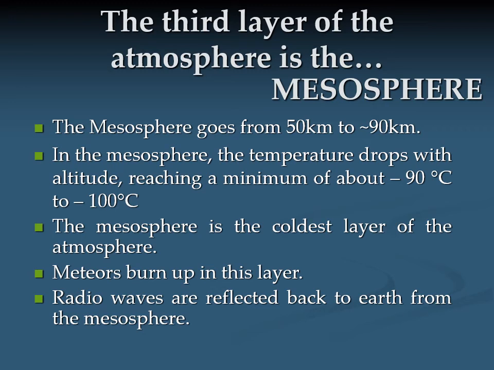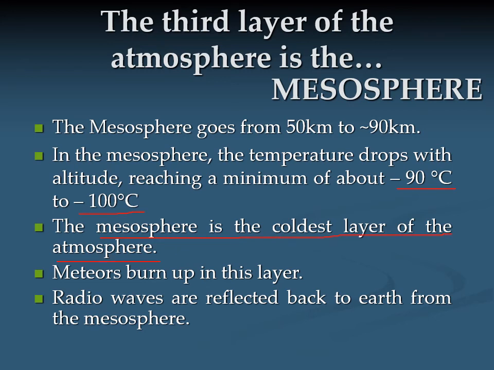In the mesosphere, again the general decline in temperature trend is found to occur, and the temperature is often about minus 90 degrees centigrade to minus 100 degrees centigrade. So the temperature drop in this layer of the atmosphere is huge, and this is the coldest layer of the atmosphere. Most of the meteors burn up in this layer. Radio waves are reflected back to Earth from the mesosphere.